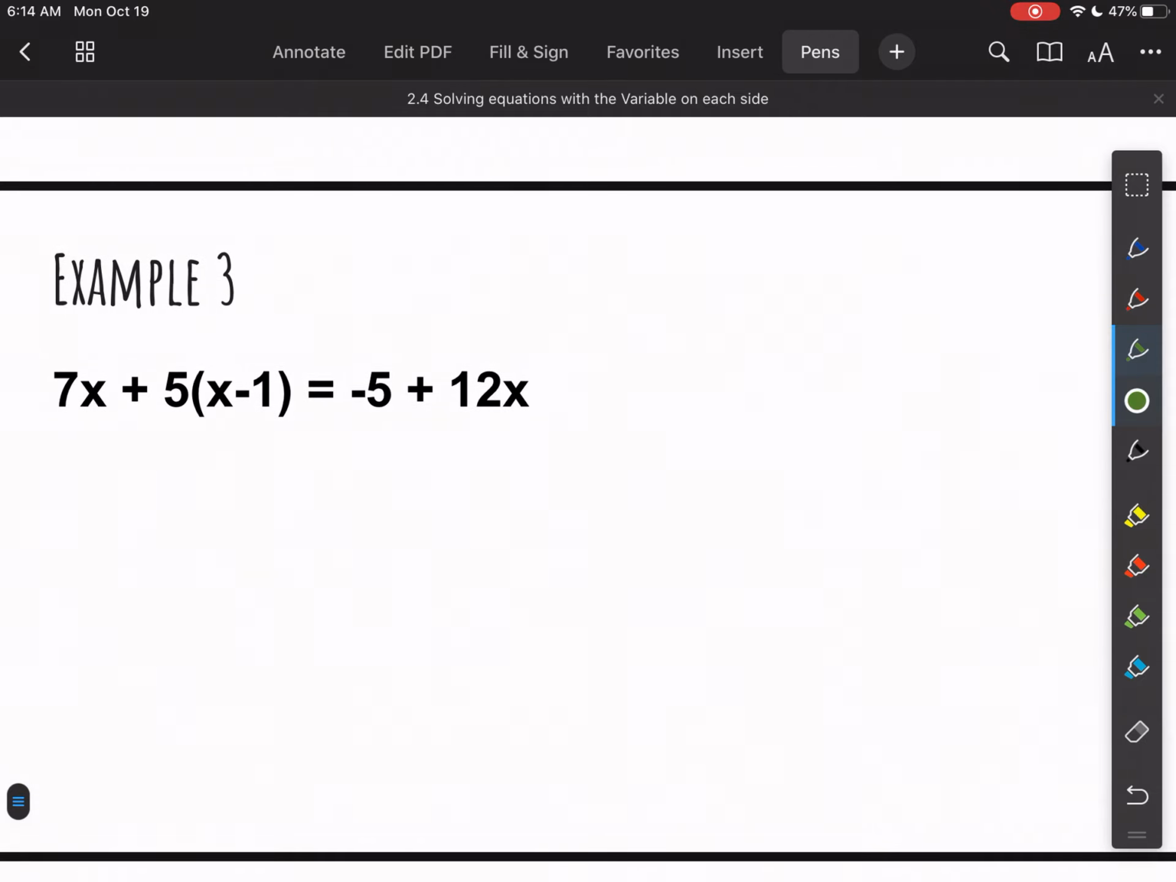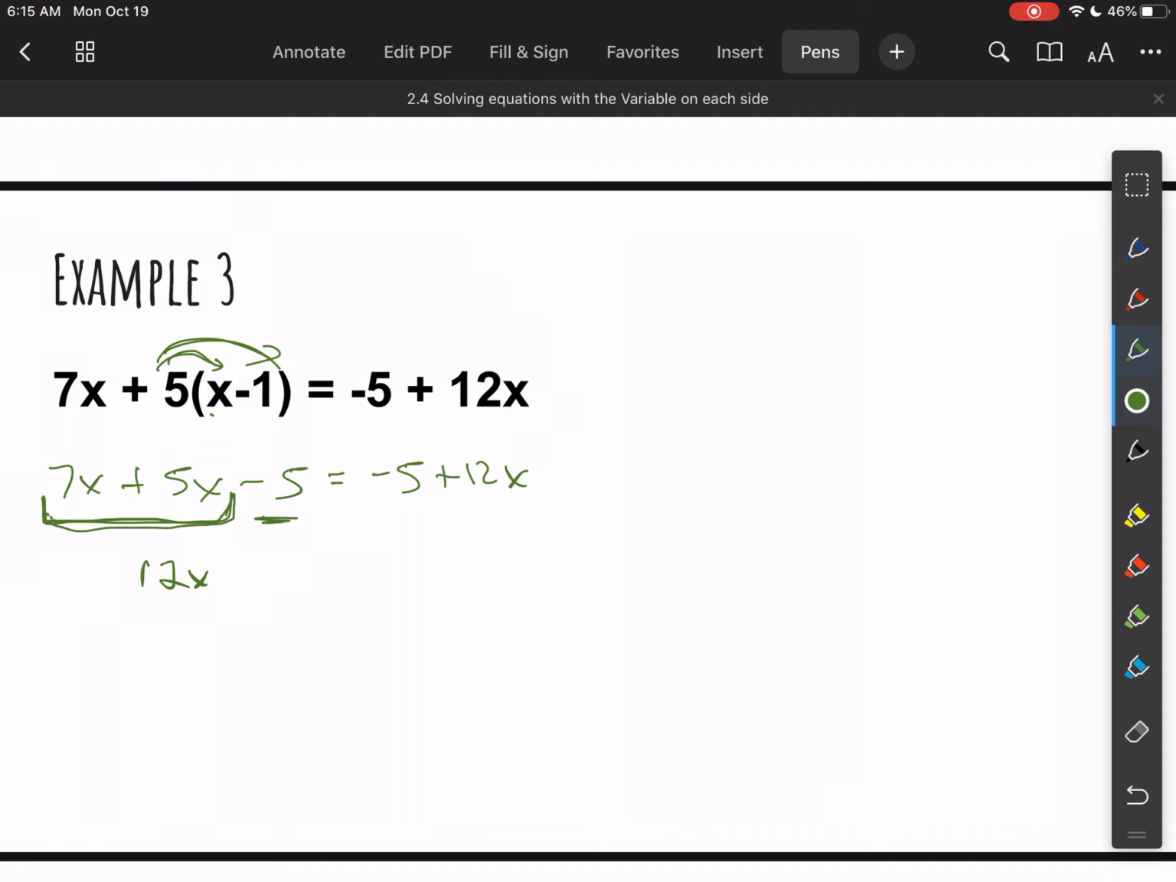Let's take a look. So we have, let's first simplify things. So we can do this out. 7x plus 5x minus 5, I just multiplied: 5 times x, 5x, 5 times negative 1, negative 5, is equal to negative 5 plus 12x. So now I can combine like terms. Here on this side, I have 2 x terms. I can combine them. 5 plus 7 is equal to 12x. Why did I not combine it with the negative 5? Because it's not a like term. So 12x minus 5 equals negative 5 plus 12x.